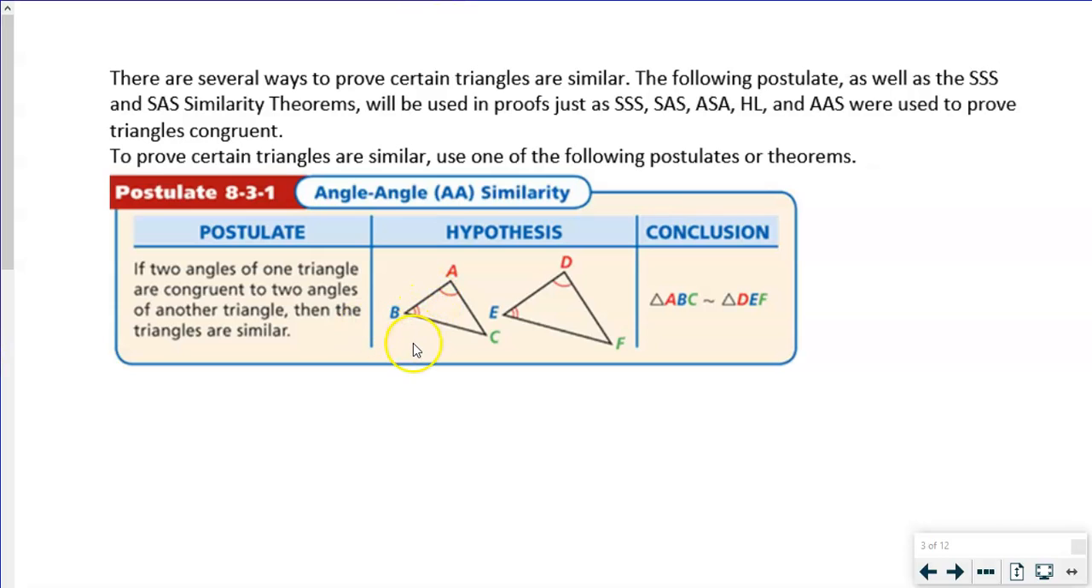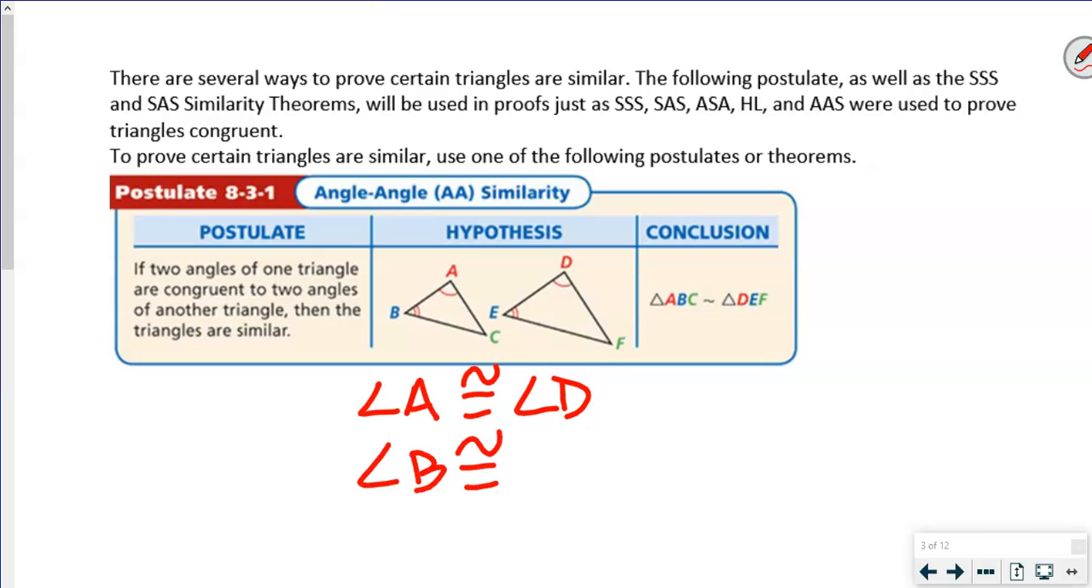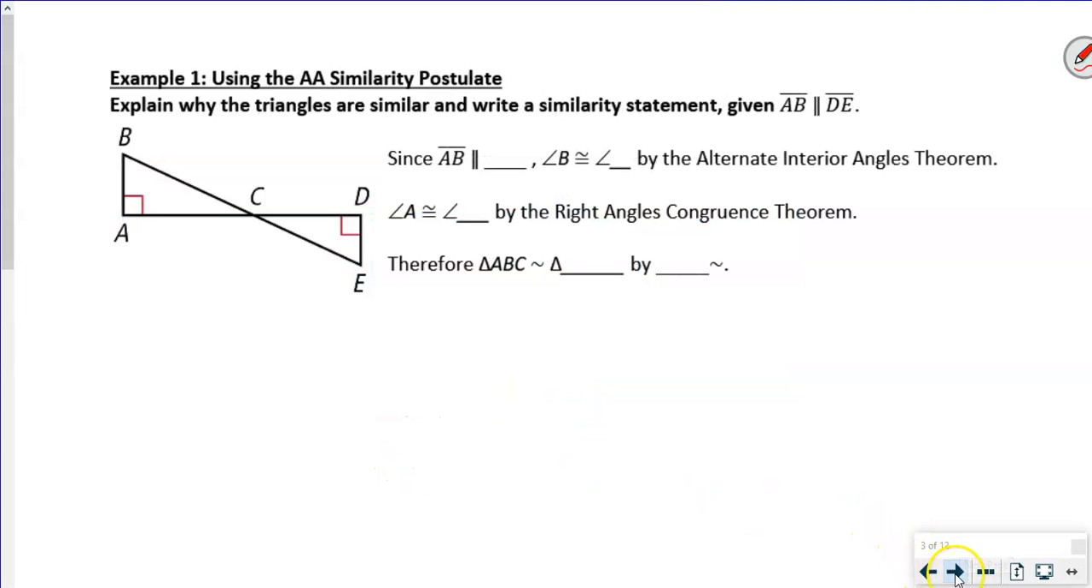We're going to start with angle-angle. If two angles of one triangle are congruent to two angles of another triangle, then the triangles are similar. Notice here that angle A is congruent with angle D, and angle B is congruent with angle E. If I have those two angles congruent, then I know the third angles have to be congruent. And remember, we might dilate this, but the angles don't dilate. So angles stay the same.